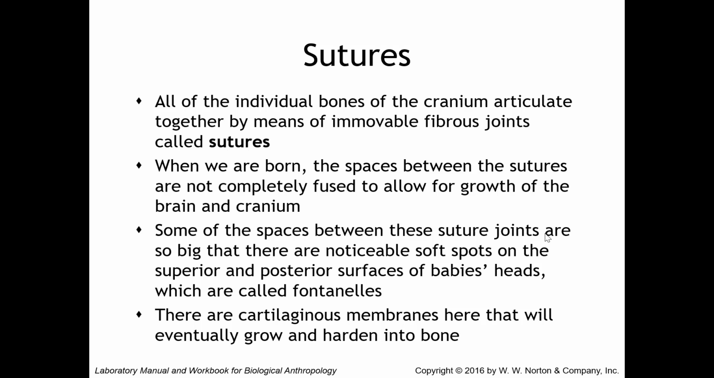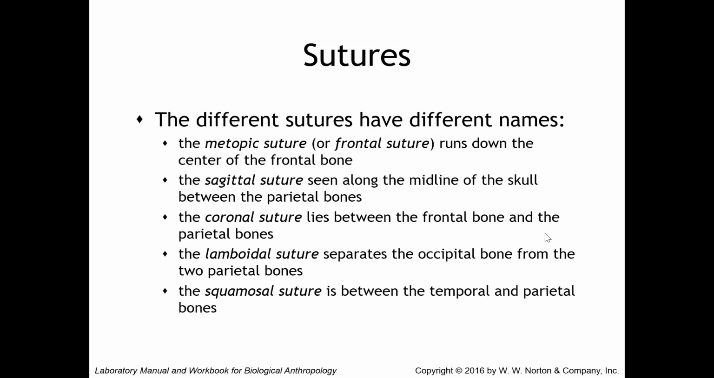So the top and the back, right? These are called fontanelles. And the fontanelles are cartilaginous, these soft spots where we have cartilaginous membranes that will eventually grow and harden into bone. So each of the sutures have different names, right?